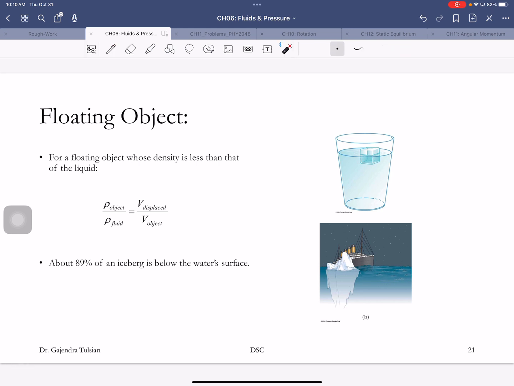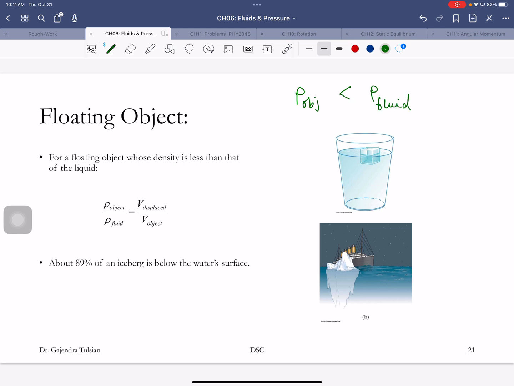For any object to float, the density of the object has to be less than the density of the fluid. Okay, that's when an object will float. So the object's density has to be less than the density of the fluid for it to float.